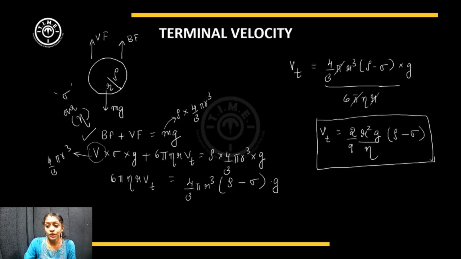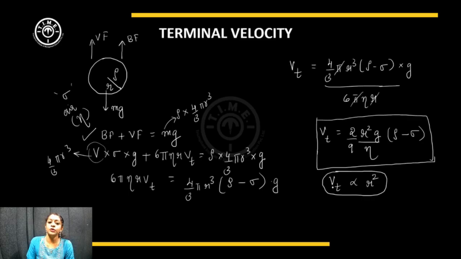And the most important thing is that here you have to note the relation between terminal velocity and radius of the sphere. What is the relation? Terminal velocity is directly proportional to square of radius, isn't it? So we have to use this relation for solving certain type of questions.